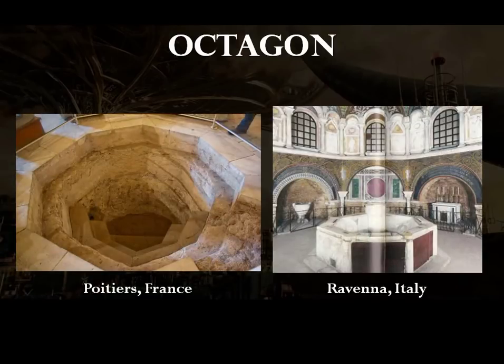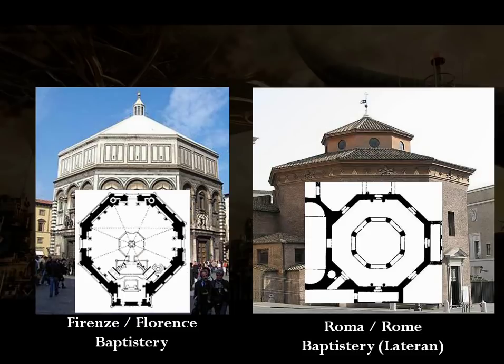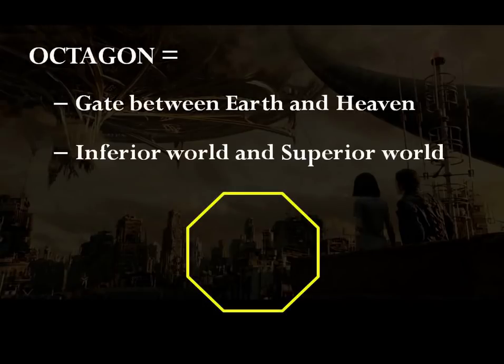Many Christian baptisteries are octagons too. For the Christians, baptism is indeed a new birth. It grants eternal life and makes the new baptized a citizen of heaven. Commonly, the octagon means the transition to a higher level, the beginning of a new life.